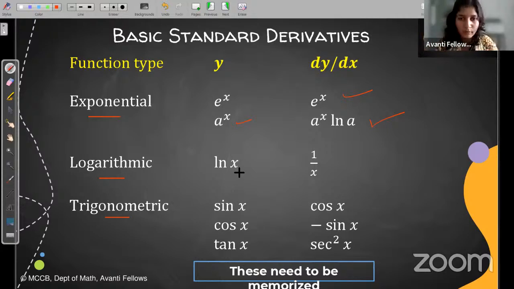Similarly, for the logarithmic function, if I consider ln x, then the derivative of that will be 1 by x. Now I'm considering trigonometric functions, say sin x, cos x, and tan x. So differentiation of sin x will be cos x. Differentiation of cos x will be minus sin x. And differentiation of tan x will be sec squared x. So try to memorize these values. Don't worry, we will study in detail next year. Right now, try to remember these values.